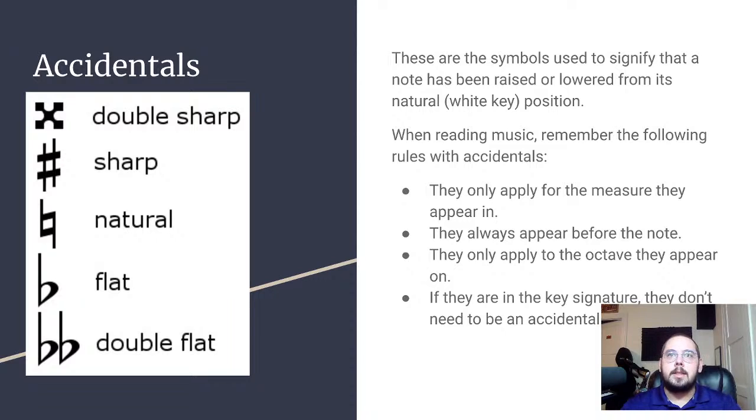And if you see these symbols in the key signature, which I'll talk about in the next video, you don't have to put an accidental in there. The performer, or you, should assume that if there's an F sharp in the key signature, the F's in this piece of music are going to be sharp. All right, so that's the last slide I have here.